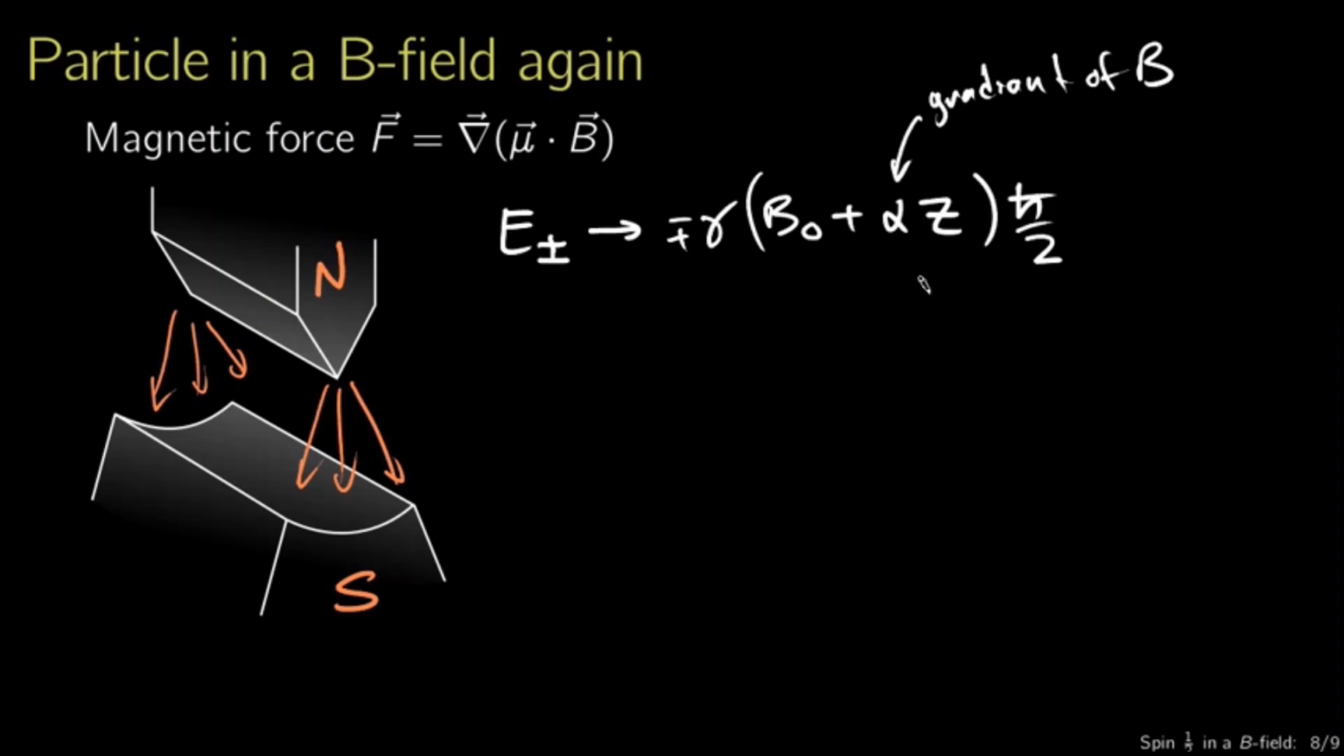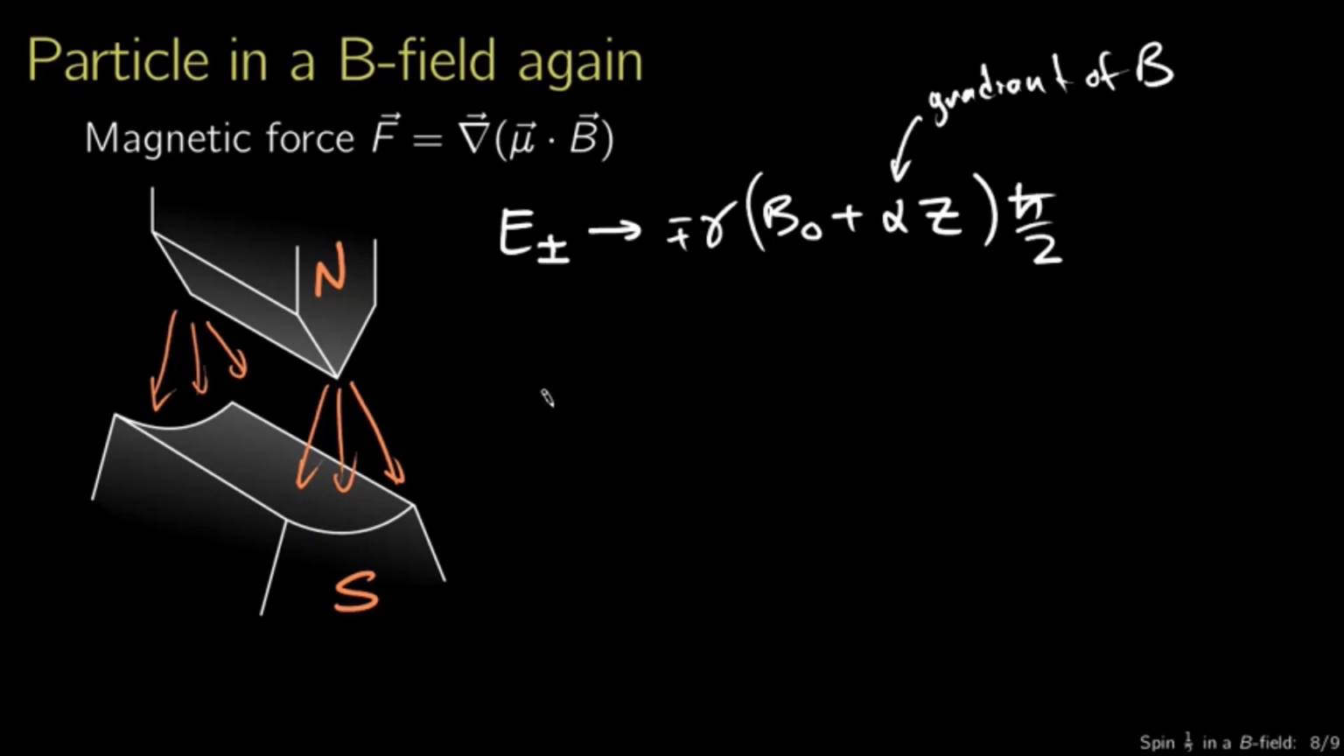The larger the gradient of the magnetic field, the larger the force, and you can think about the force here as simply resulting from a potential that varies in z. But it varies with z in such a way that the orientation of the dipole moment, pardon me, the z component of the spin angular momentum, enters into the energy expression.